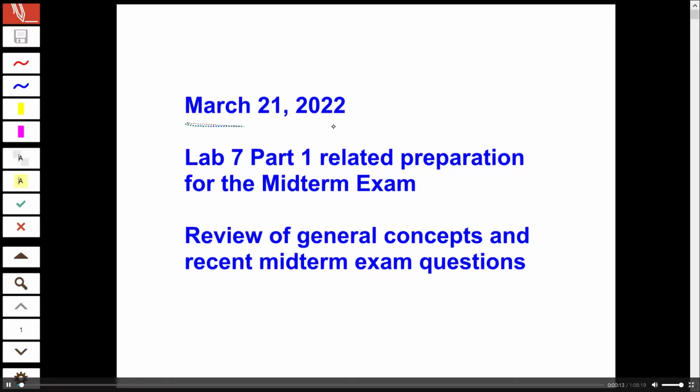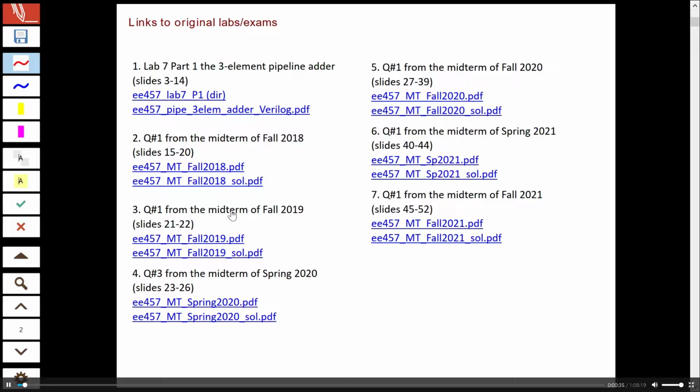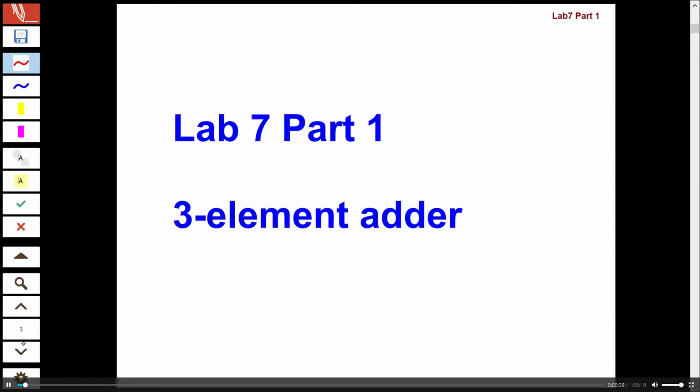Good afternoon. This is a recording before the midterm covering Lab 7 Part 1 related preparation, and we are going to review some general concepts and also some questions from the recent exams. You have all the links to various items. So let us review the Lab 7 Part 1, the 3-element adder.